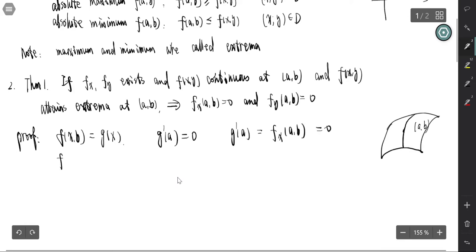And if we fix x at a, then f(x, y) is a function of y, call it h. The derivative of h at b equals 0. That is, f_y at (a, b) equals 0 by the famous theorem. This is a necessary condition.